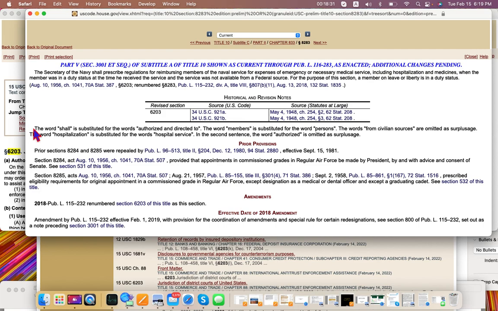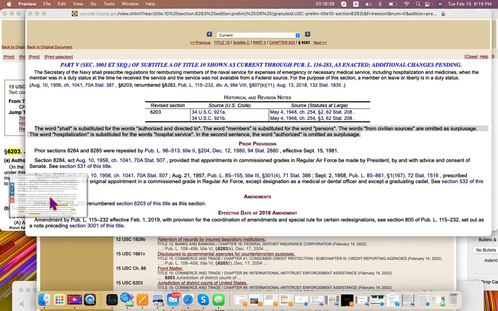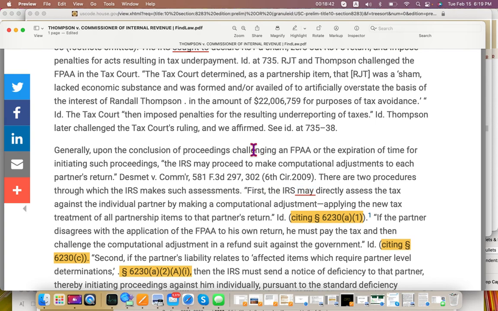Okay, so I wanted to show you that, how they change words around, how they use words, and sometimes those words can be confusing if you don't know what to look for. So first, the IRS may, not shall, not must, not will, not is required. It's not required. So they may assess the tax against an individual partner by making computational adjustment, blah, blah, blah. According to Section 6203, it's not cited as a law.